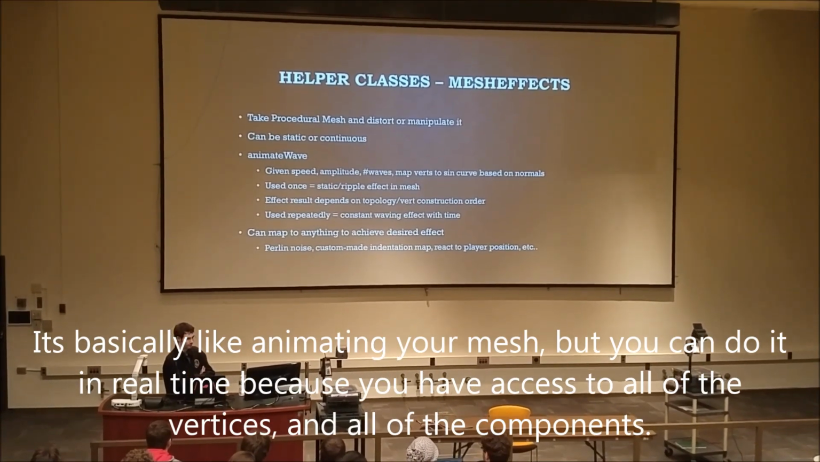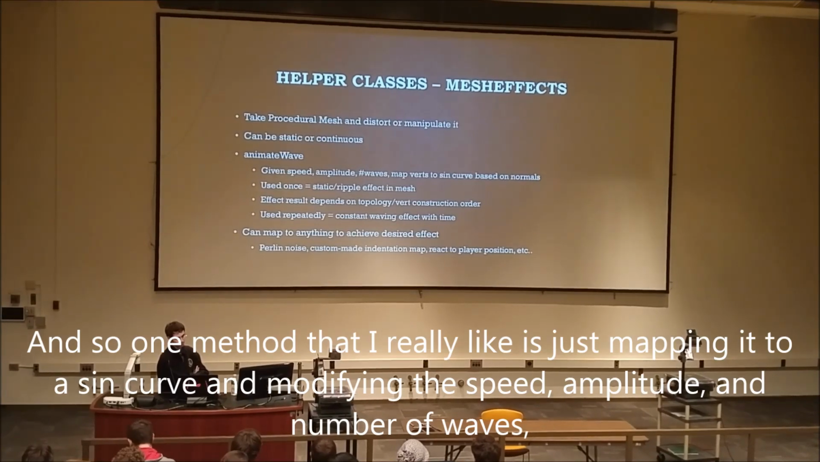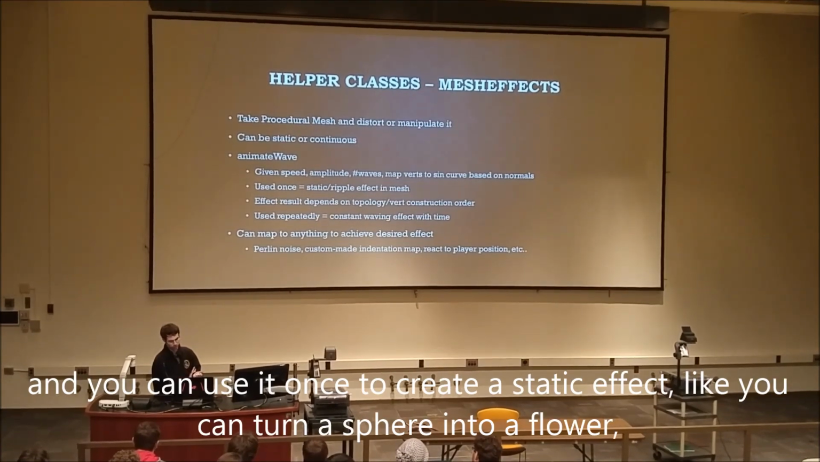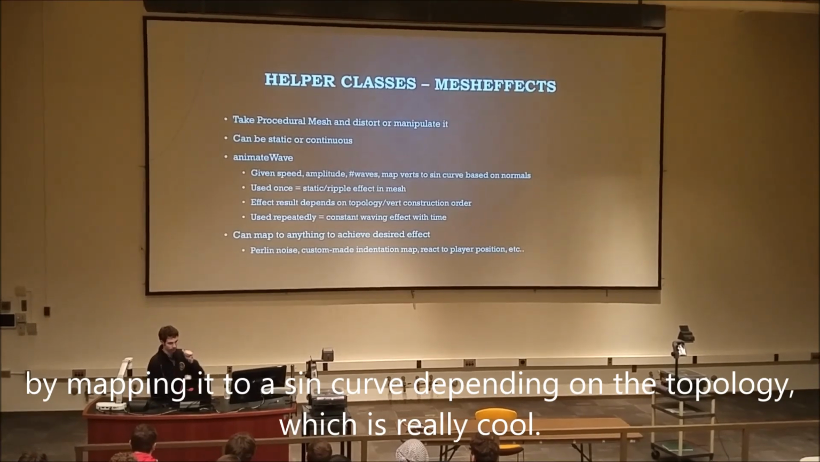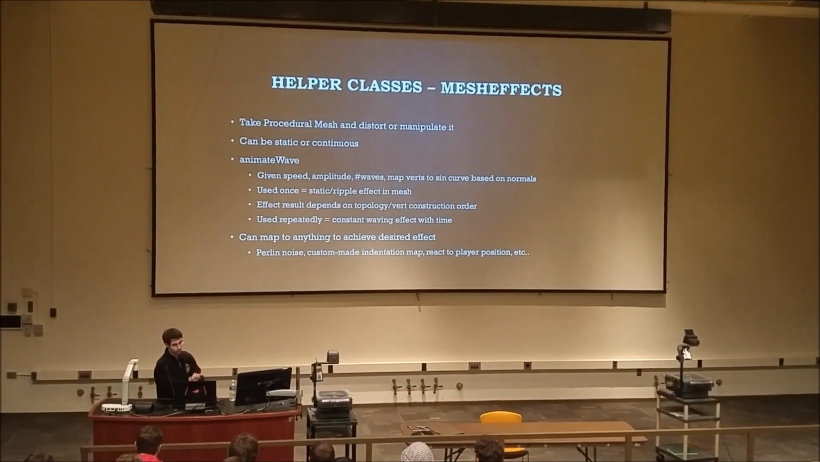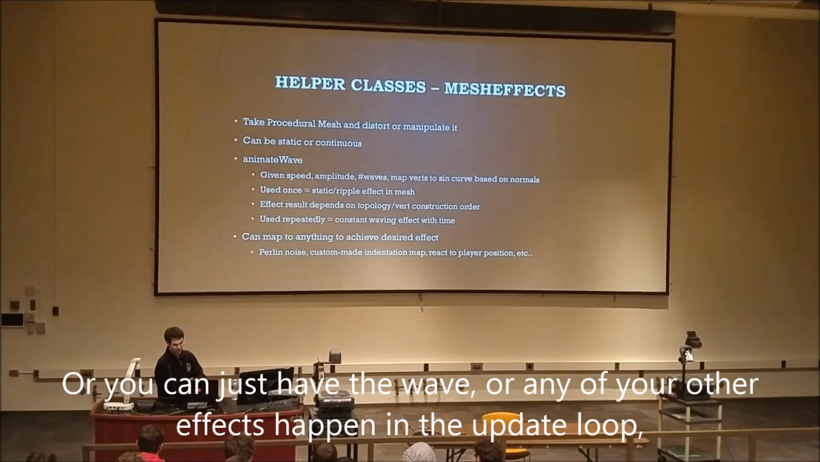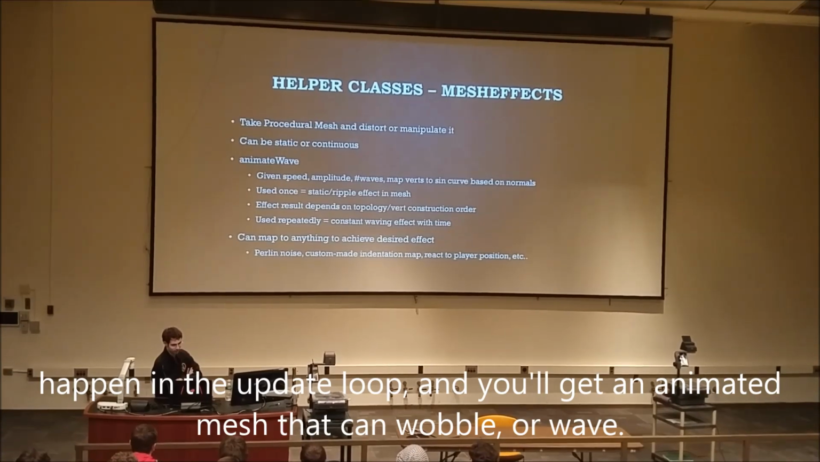One that I played around with a lot for fun is just mapping it to a sine curve and modifying the speed, amplitude, and number of waves. You can use an effect once to create a static effect, like you can turn a sphere into a flower by mapping it to a sine curve, but the topology goes around it. It's really cool. Or you can just have a wave or any of the other effects happening in your draw table, and you'll get an animated mesh, like a wobble or anything.